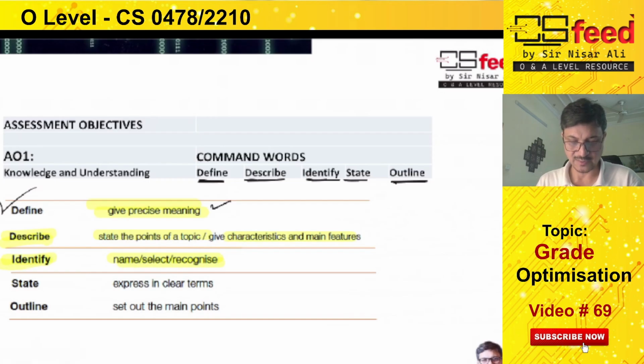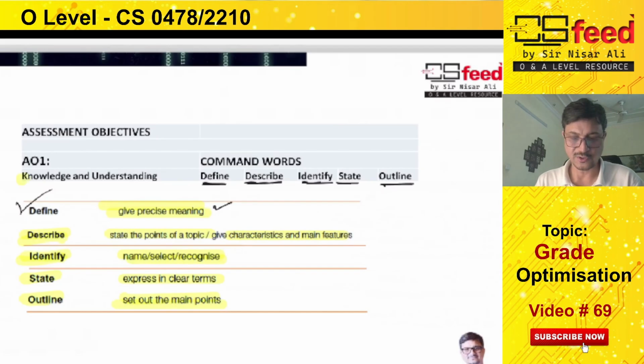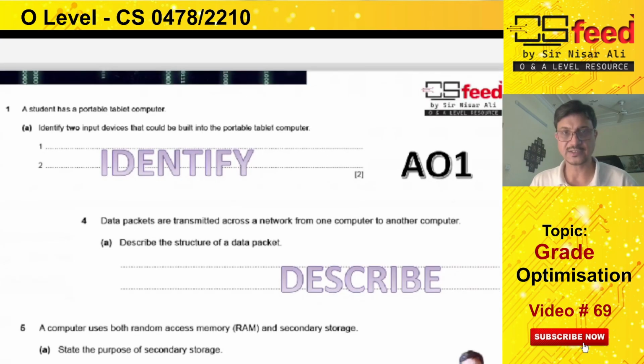So they are actually the assessment objective 1. State: write in an exact term, a clear term. So this is again the recall of the memorized thing. And outline: the main point of something that you have to write. So assessment objective 1 is like this. It is about knowledge and understanding. Okay.